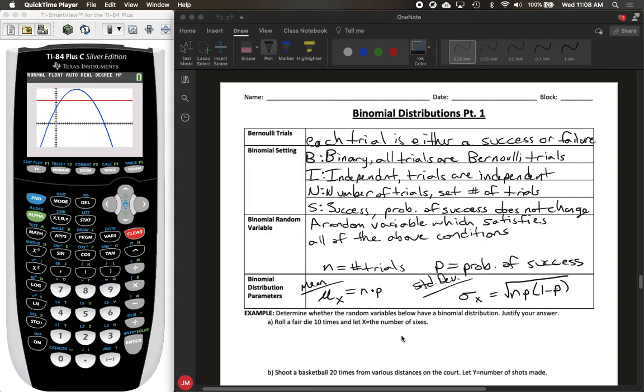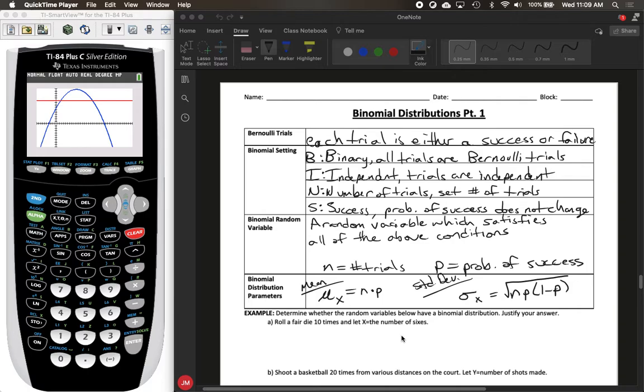In this video, we're going to be talking about the binomial distribution, and we're going to get to a point where we can actually come up with a formula in order to calculate probabilities based on binomial random variables. So let's talk about what a binomial random variable is and how it works.